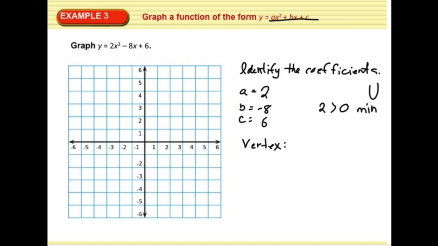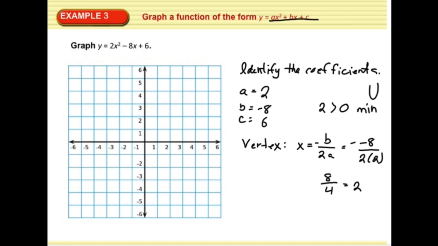Then we can think about the vertex. The formula for the vertex I gave you in the last video: the x-coordinate is equal to negative b over 2 times a. So in this case, I have negative 8 over 2 times 2. Because I have a double negative, it turns into a positive. So I have 8 over 4 equals 2. So the x-coordinate for my vertex is going to be 2.